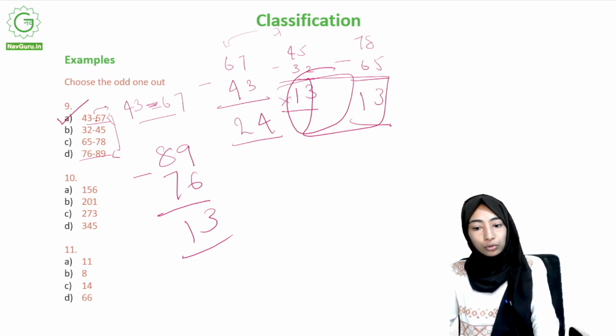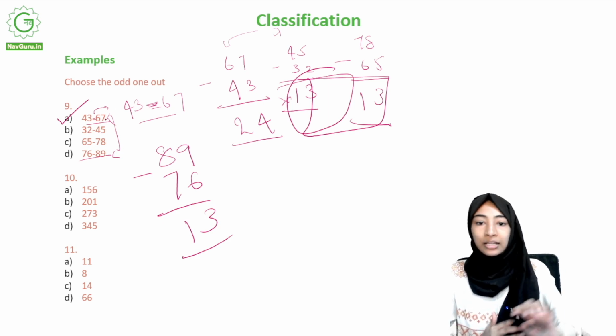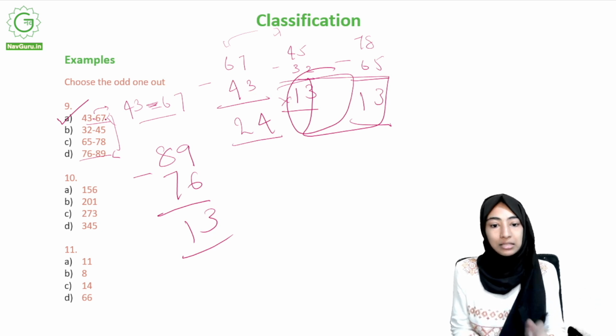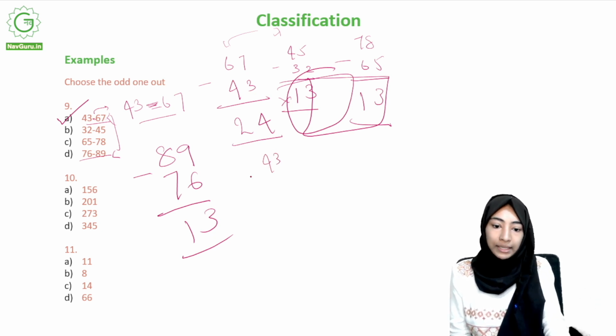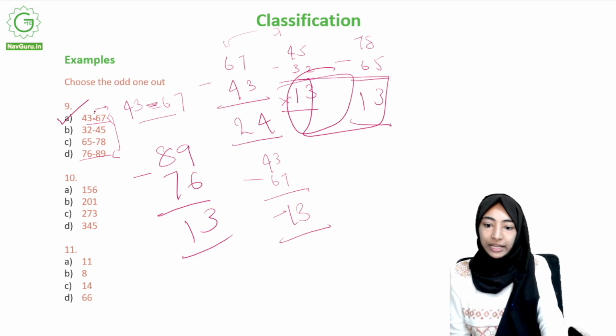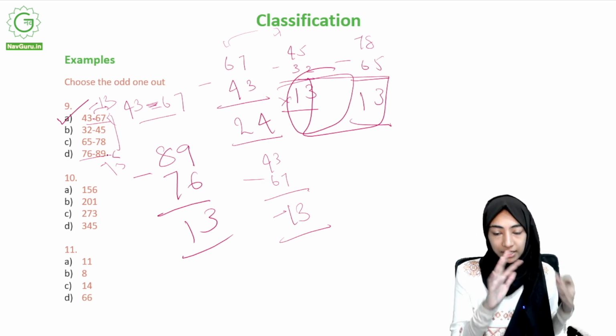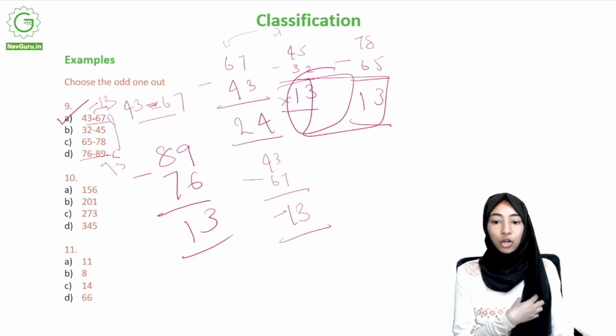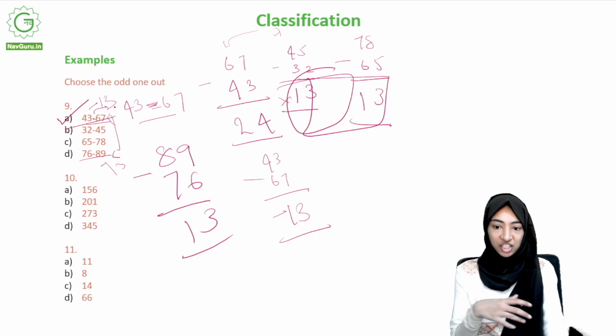Even if you thought of this as a subtraction sign and just subtracted, you will still get the same answer. If you were to subtract 43 minus 67, what will you get? You will get minus 13, right? So you will get minus 13 in all these cases. So your answer will still be right, but I just meant to tell you that this is not subtraction. What we mean here is the range. Okay.